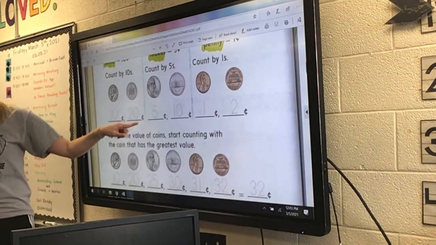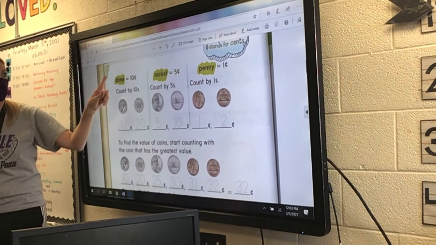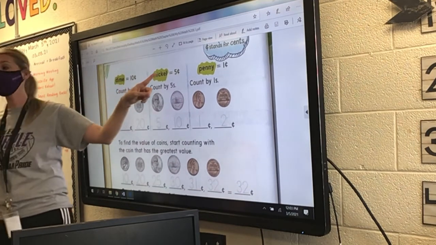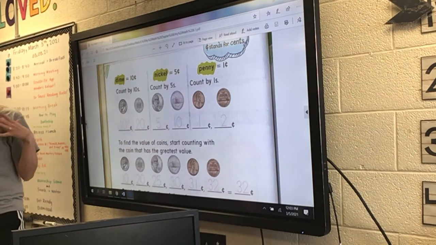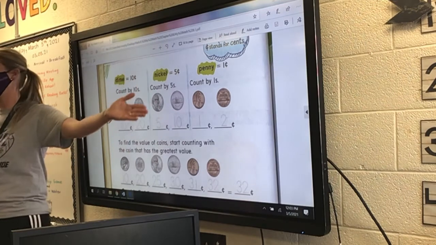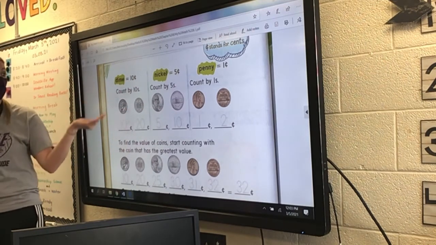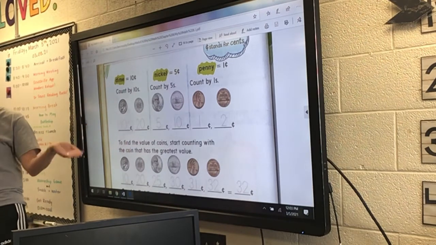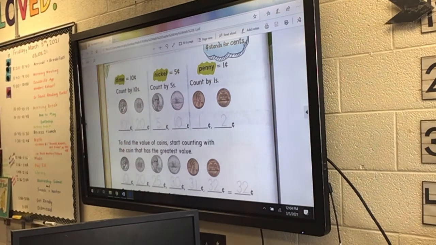Okay? At the top, we have dimes that are 10 cents, nickels that are 5 cents, and pennies that are 1 cent. So we need to practice skip counting. Counting by tens, counting by fives, counting by ones. So if you have dimes, you're going to count by tens. So if I have 2 dimes, I would count by tens. 10, 20. Go ahead and say it and trace it. I did all of them already.